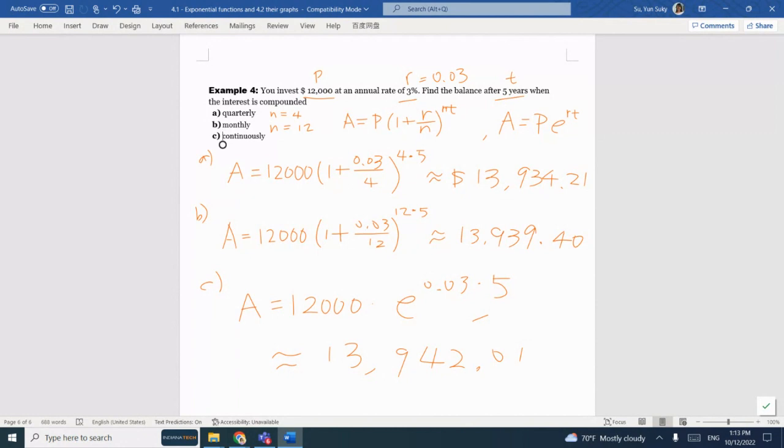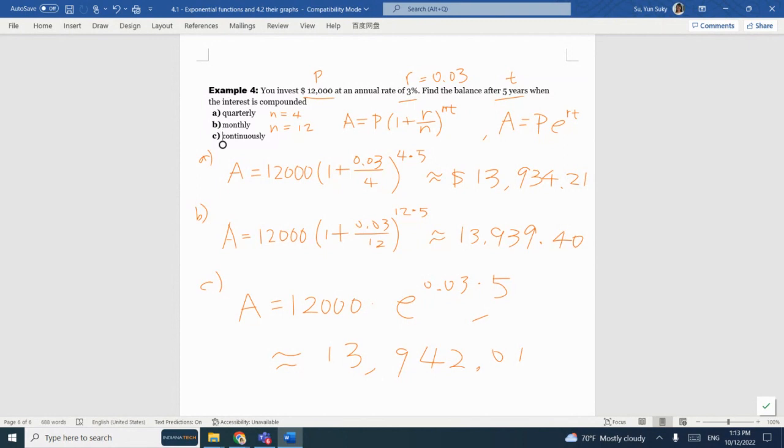All right. So this is the example. We just use the formula and then plug in the numbers. And by the way, no formula sheets will be provided for precalculus class. So please try your best to memorize those formulas. Okay?